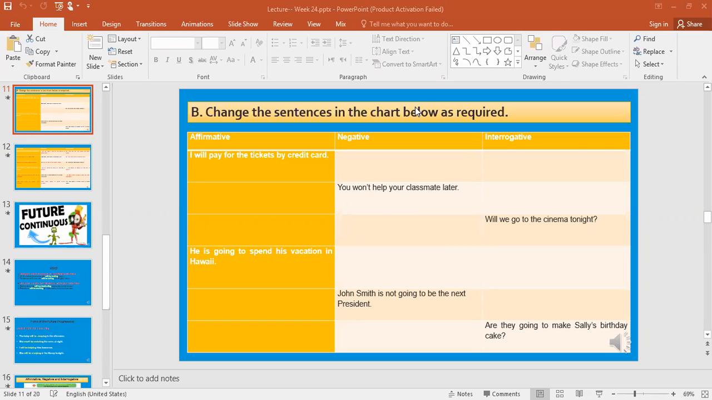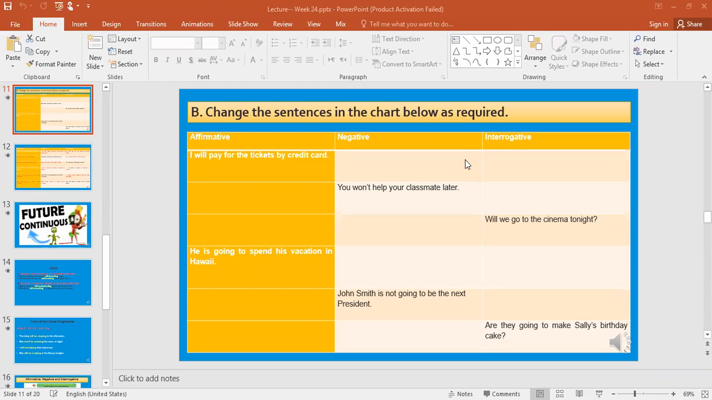You won't help your classmate later. Won't, this won't, not W-A-N-T, W-O-N, apostrophe T, means will not. So like I say, is not, isn't, are not, aren't, will not, won't. Yeah, you won't help your classmate later. I want the positive or affirmative form. You will help your classmate later. Thank you. Very good. Okay.